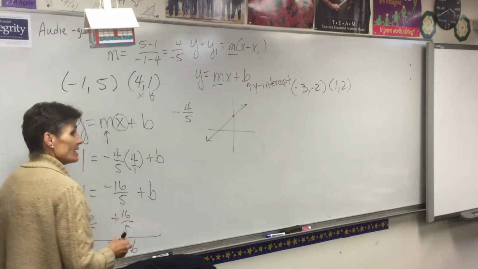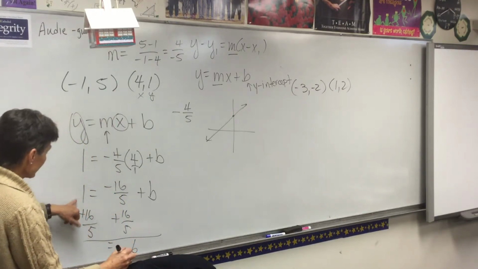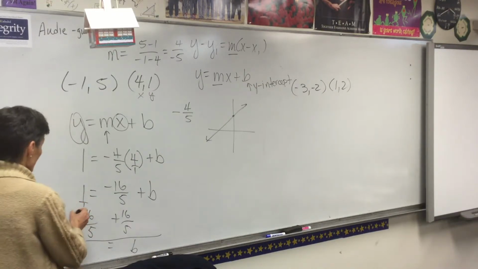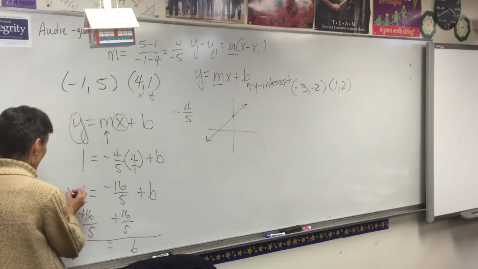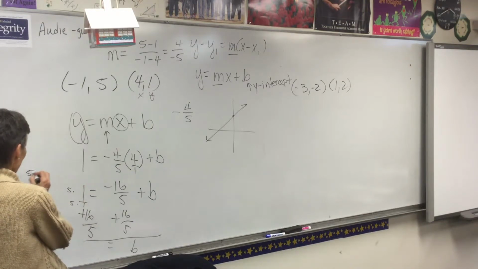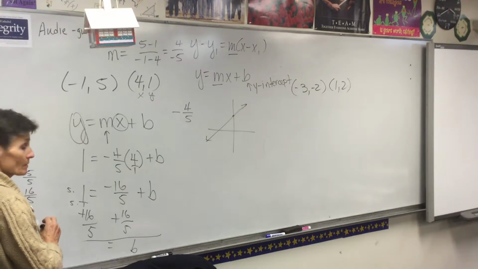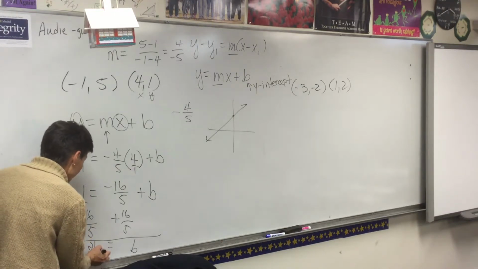And we are big kids. Let's get a common denominator. This is 1 over 1, right? So I'm going to multiply this one by 5. So I have 5 over 5 plus 16 over 5? 21 over 5.